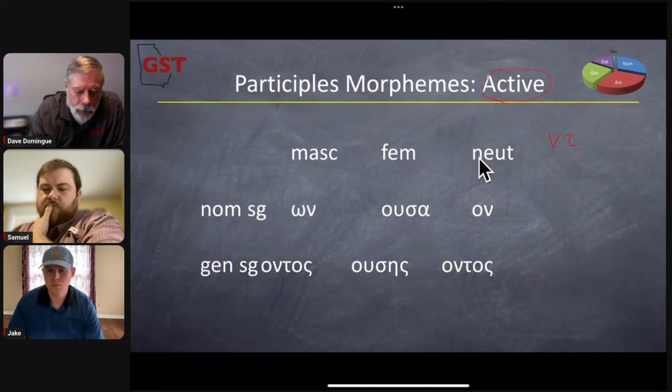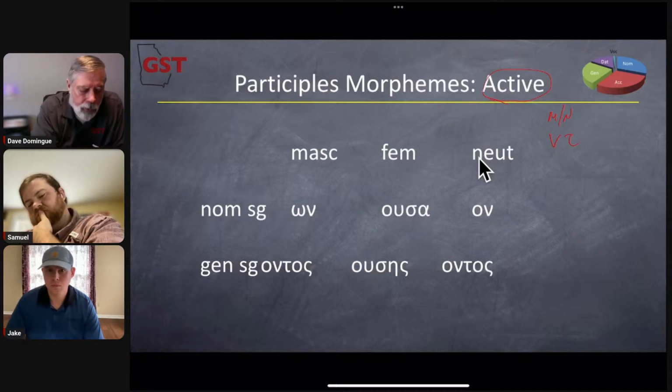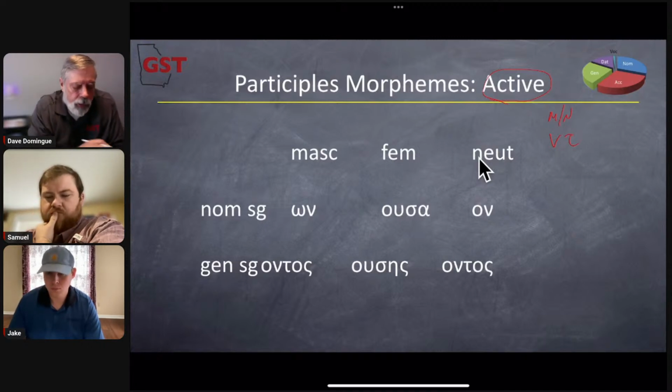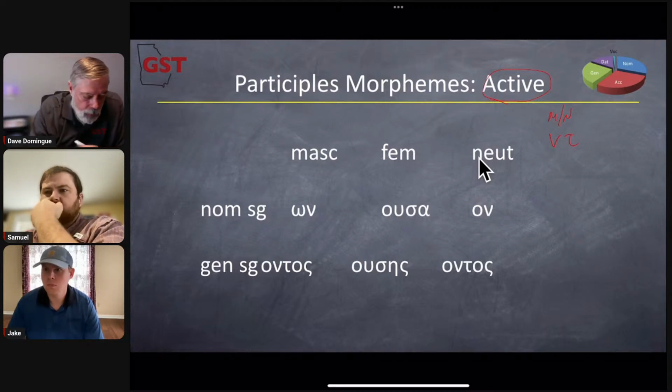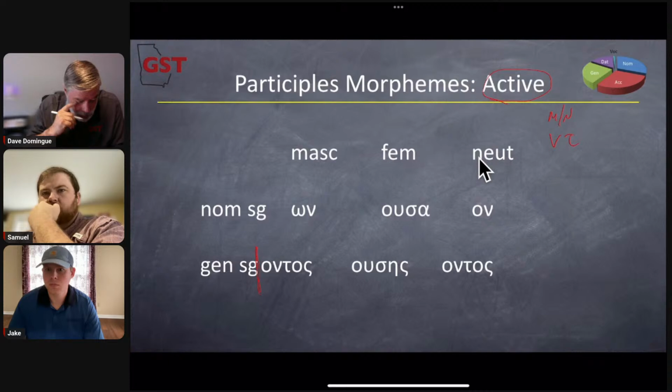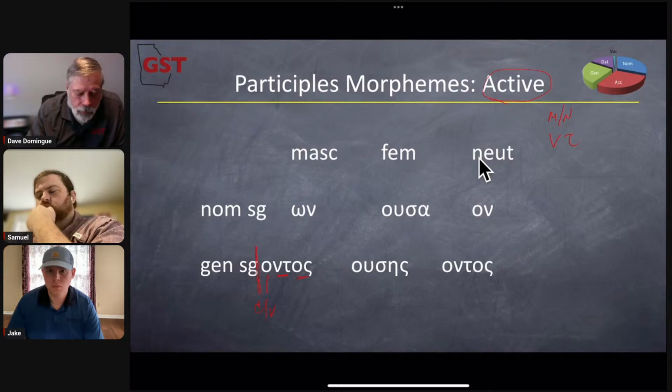And for the masculine and neuter, I'm going to focus on that now, okay? And I do want to go over a little bit why we don't see a nu tau in some of these places. Now, in the genitive, you see the nu tau is very visible. There's our connecting vowel. There's our participle morpheme. And here's our case ending.